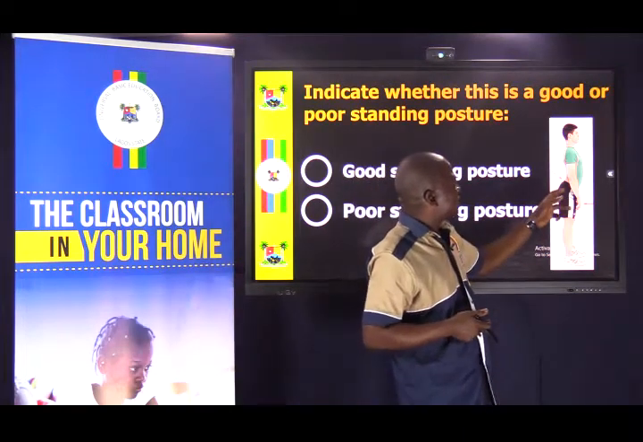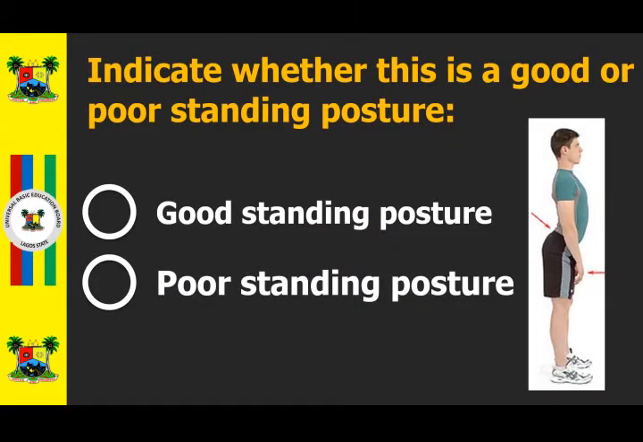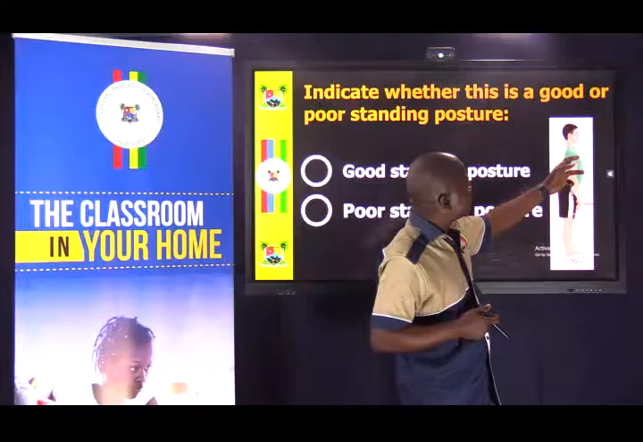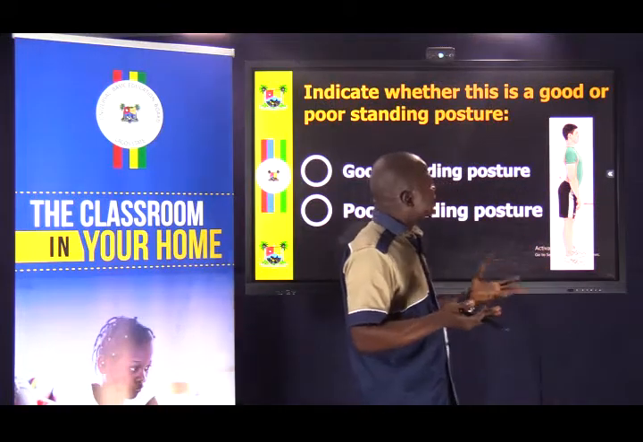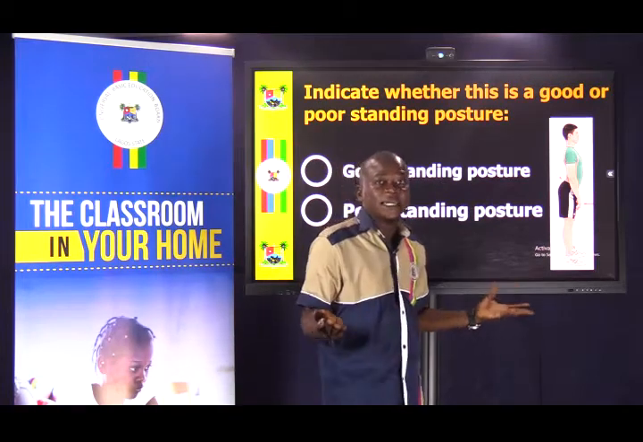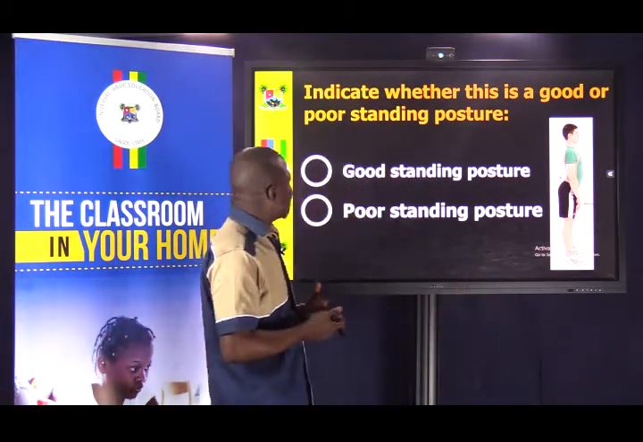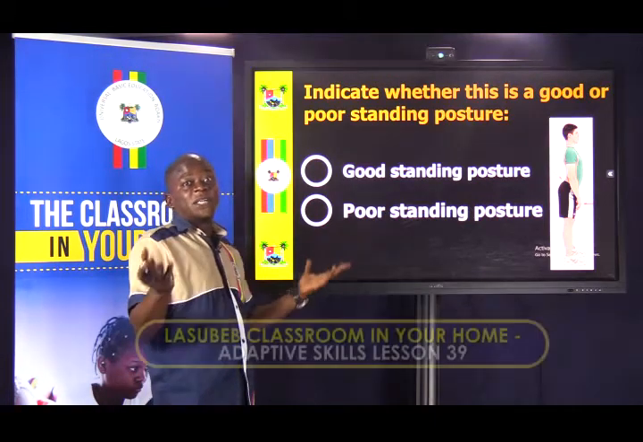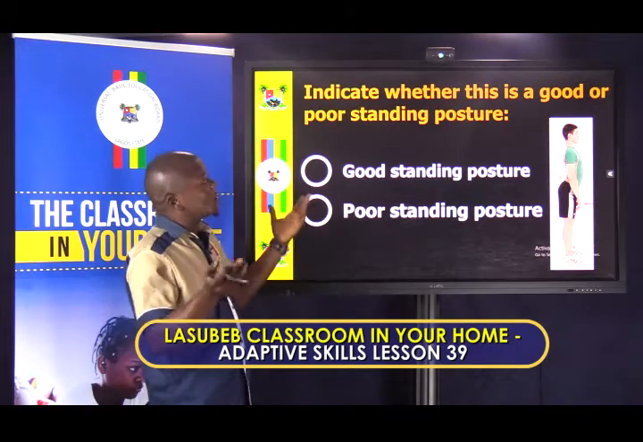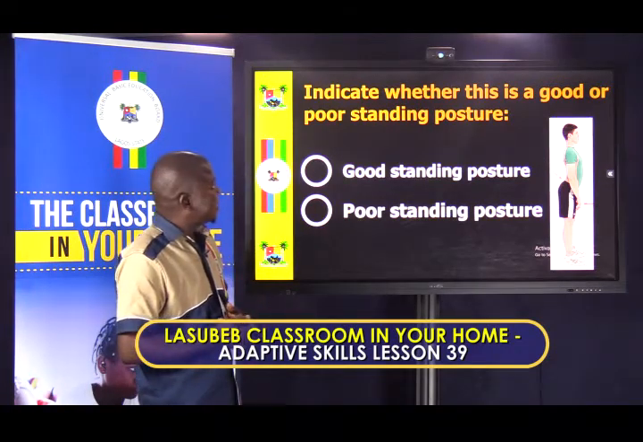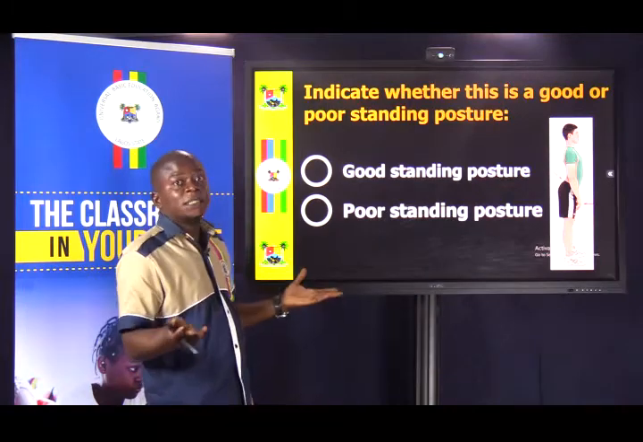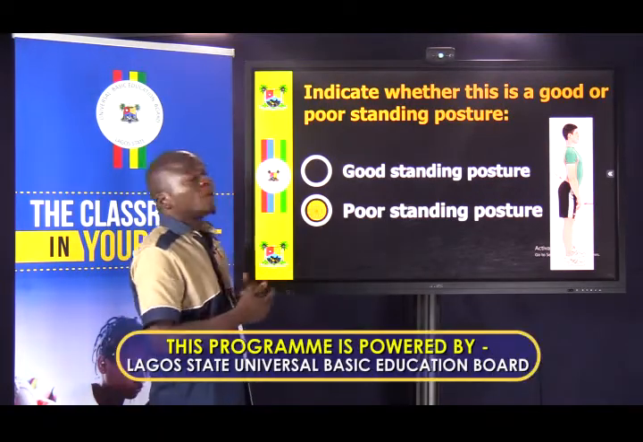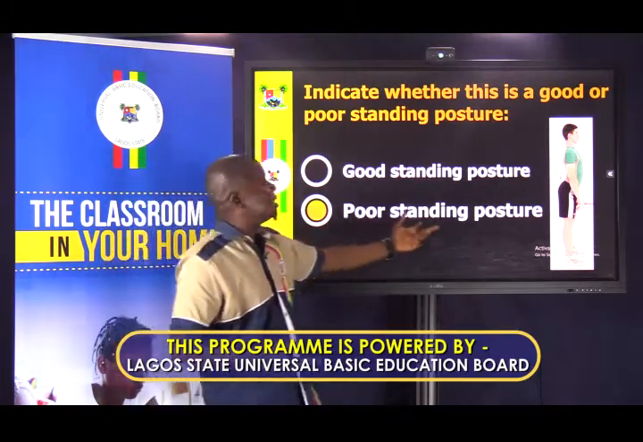You can see the buttocks out and the stomach out. Can you see that? You can see the shoulder as well. So now, is it good standing posture or poor standing posture? Now you can pick your answer. Have you picked your answer? Okay, now let's see the correct answer. Wow, it's poor standing posture.